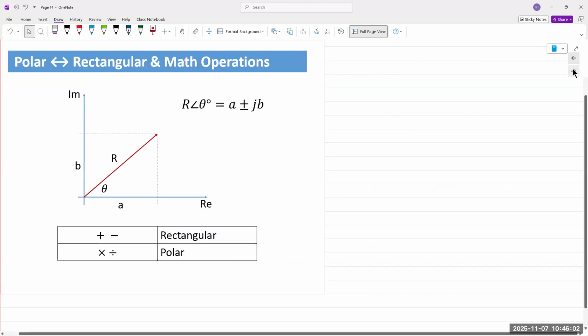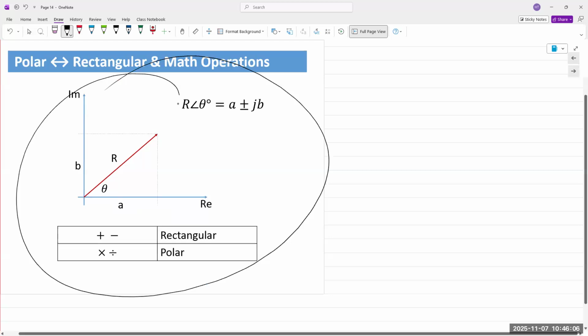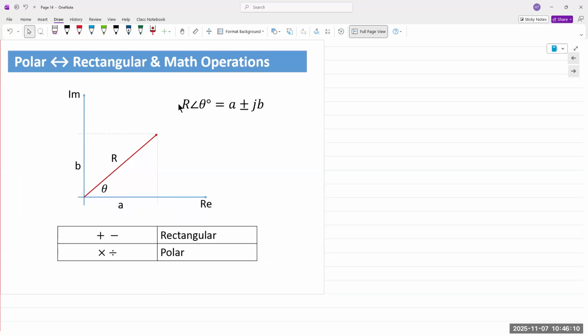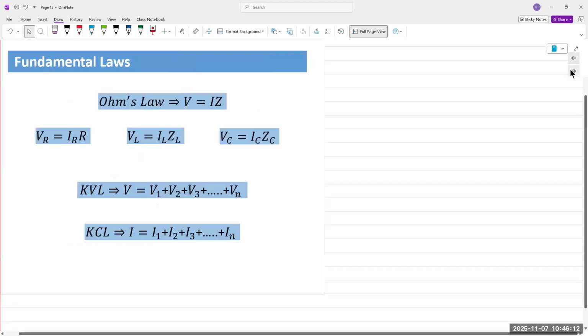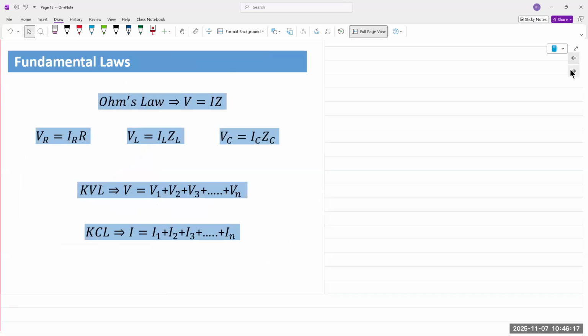Okay. All right. So this was just polar to rectangular, rectangular to polar operations. I'm guessing you're fine with this, right? Okay. Fundamental laws. We had Ohm's law, KVL, and KCL. All of them still work. The only thing is everything must be represented as a vector or as a complex quantity.